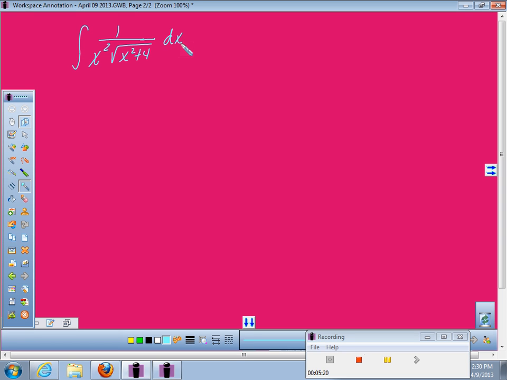Okay, now, what you are looking at on these when you're deciding which substitution, it doesn't matter whether there's a root or not. All you're looking for is a number plus x squared, or a number minus x squared. It really doesn't matter if it's in a root or not. In this case, I have x squared plus a number.